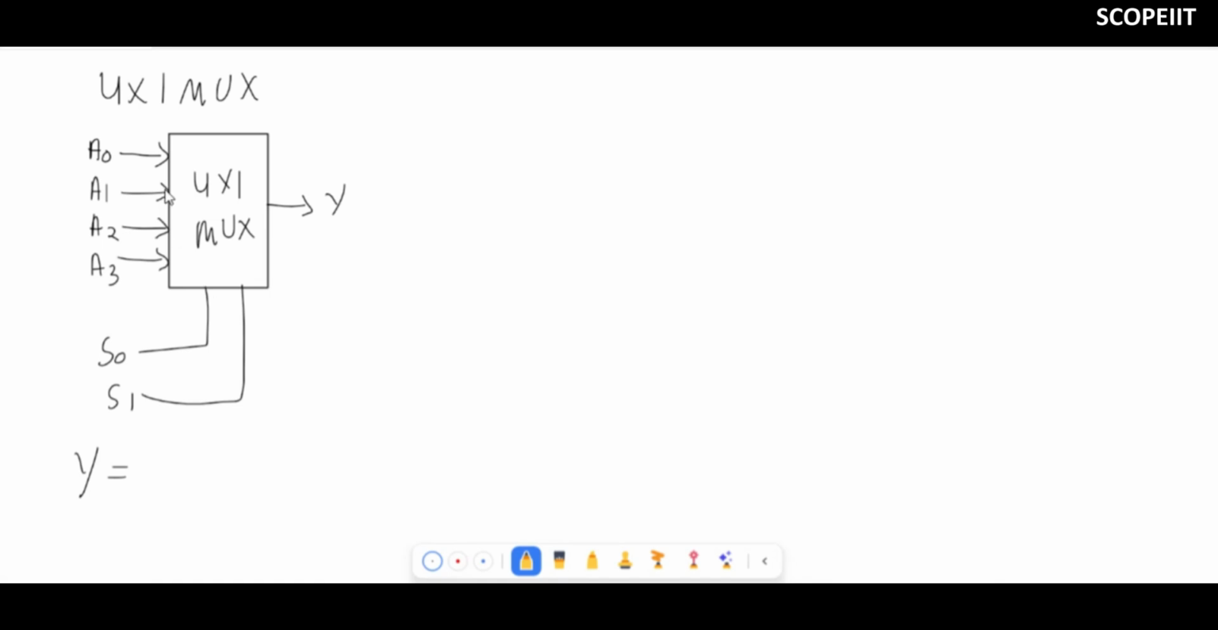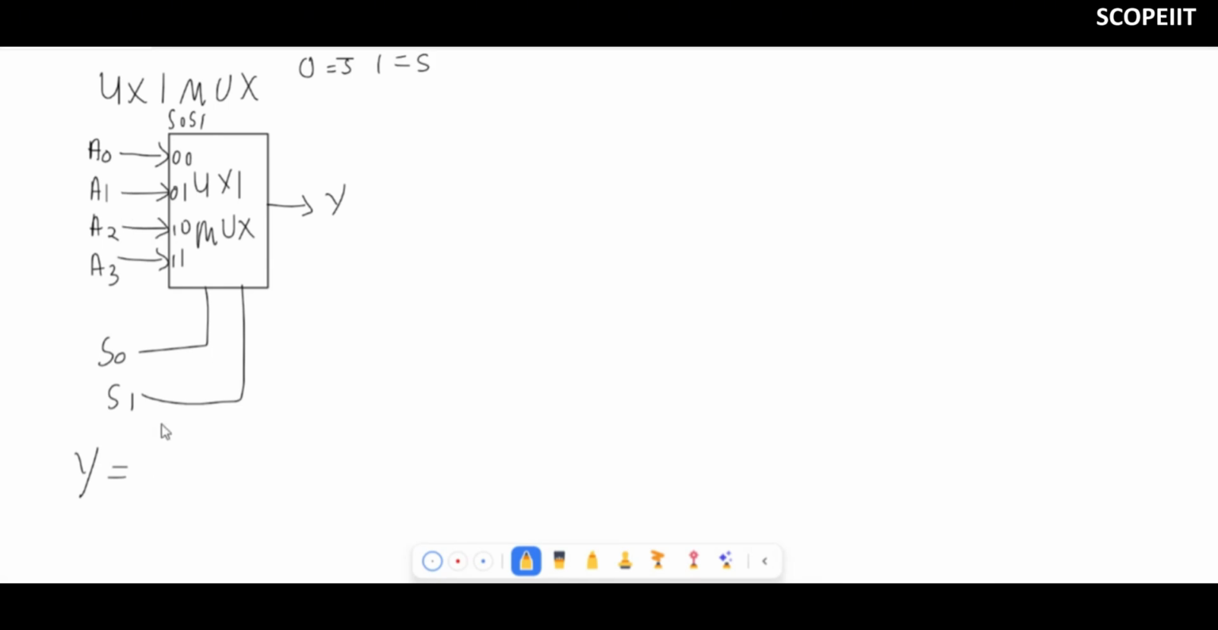See, now as I told you, there are 2 signals. Okay, so in that case, the possibilities are 0 0, 0 1, 1 0 and 1 1, right? So here we will write 0 0, 0 1, 1 0 and 1 1. Okay, and what is this? This is basically S0 and S1, right? And you already know 0 means S bar and 1 means no bar, right?